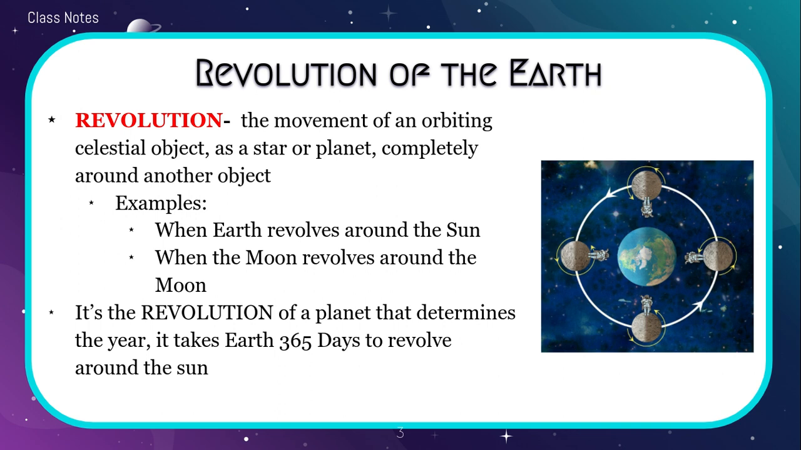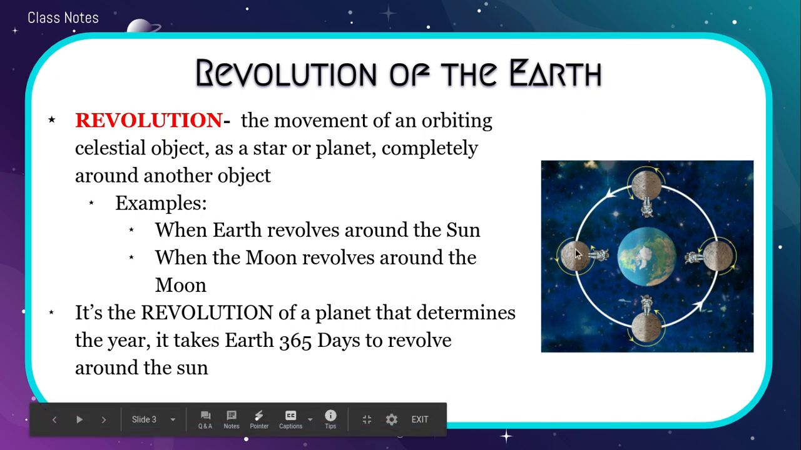Then there's this other thing that's called revolution. A revolution is the movement of an orbiting celestial body, so a planet or a moon or a star, completely around another object. So you can see that in this picture here. The example that we have here is the revolution of the moon around the Earth. So you would never say that the moon rotates around the Earth. You would say it revolves around the Earth, because that's one object, in this case the moon, circling around another object.